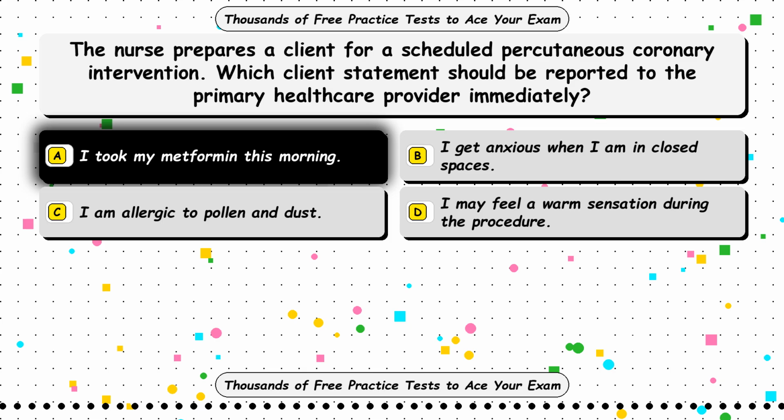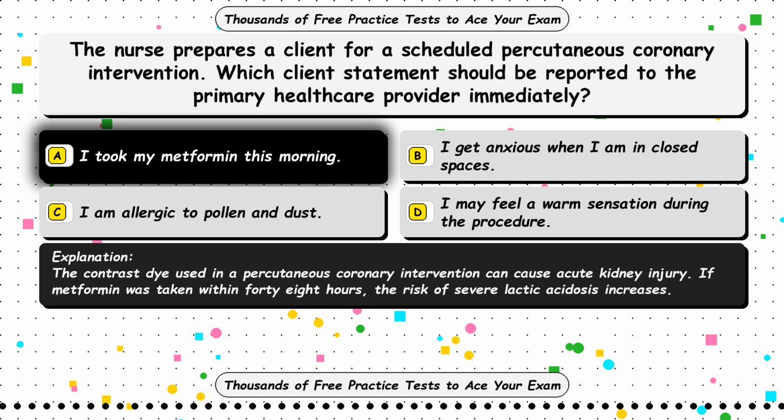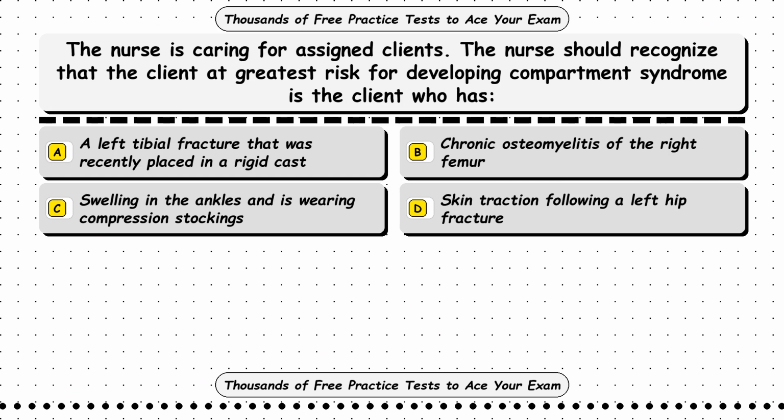The correct answer is option A. I took my metformin this morning. The contrast dye used in a percutaneous coronary intervention can cause acute kidney injury. If metformin was taken within 48 hours, the risk of severe lactic acidosis increases. Question 99. The nurse is caring for assigned clients.